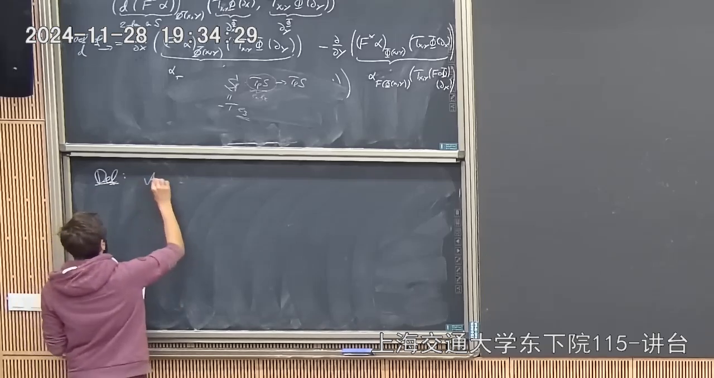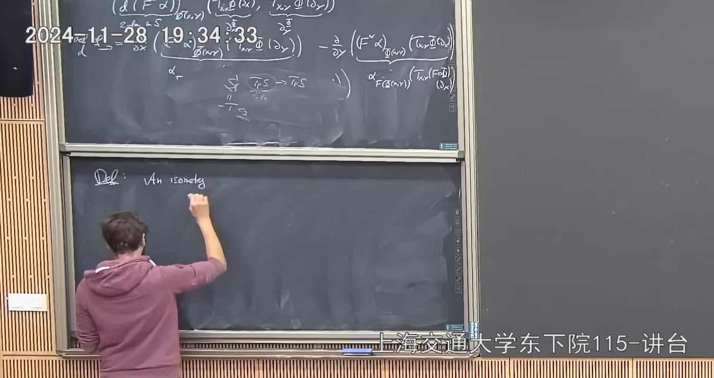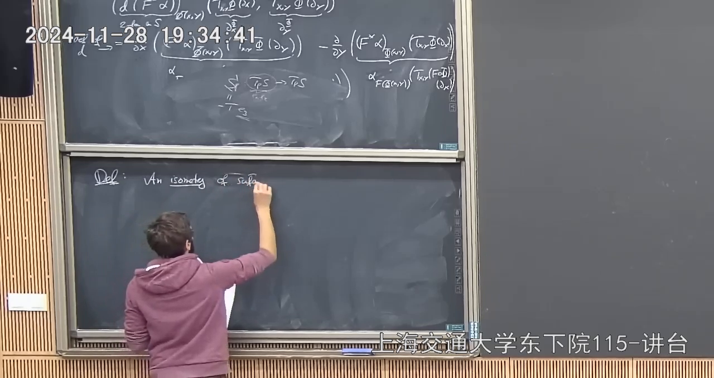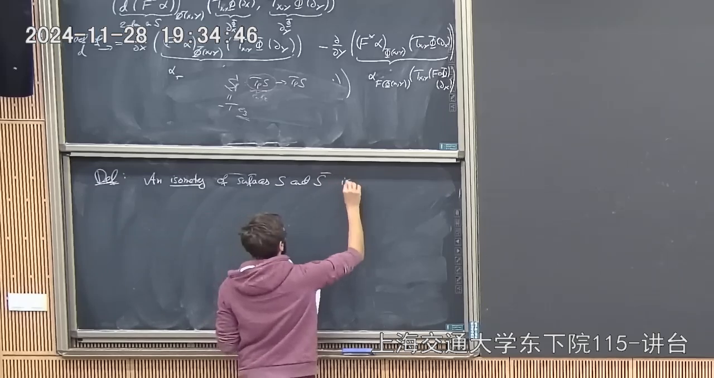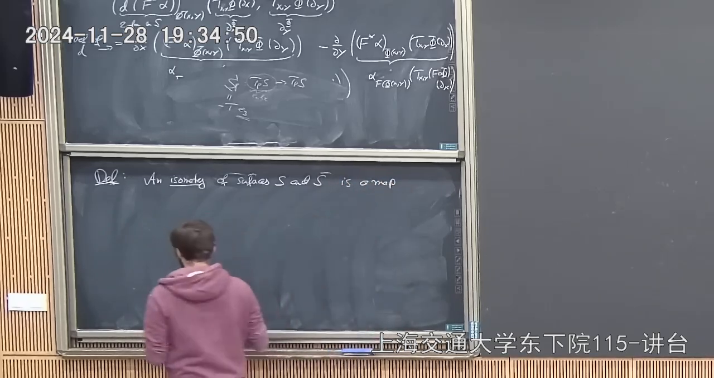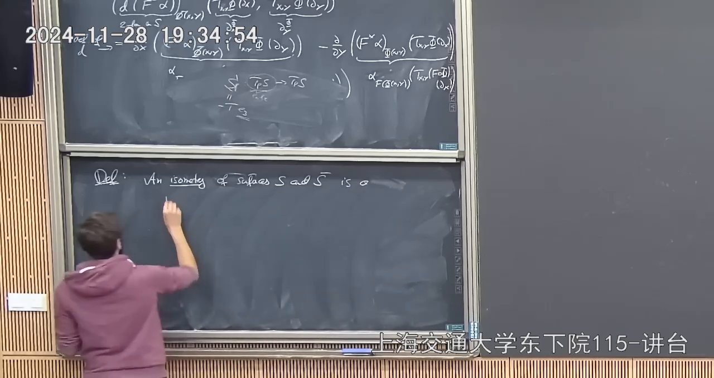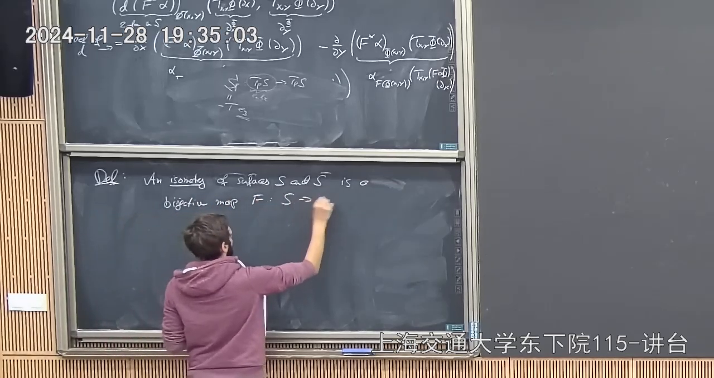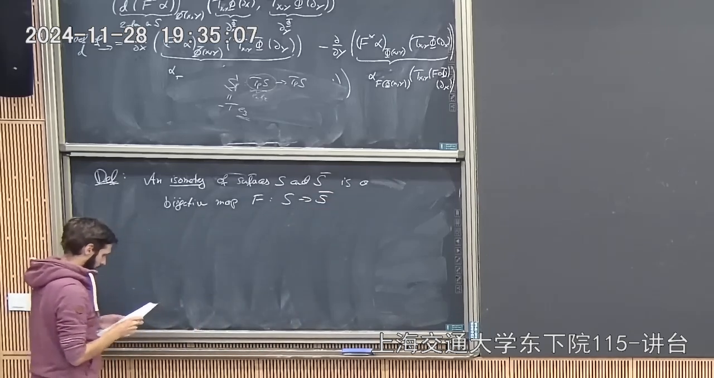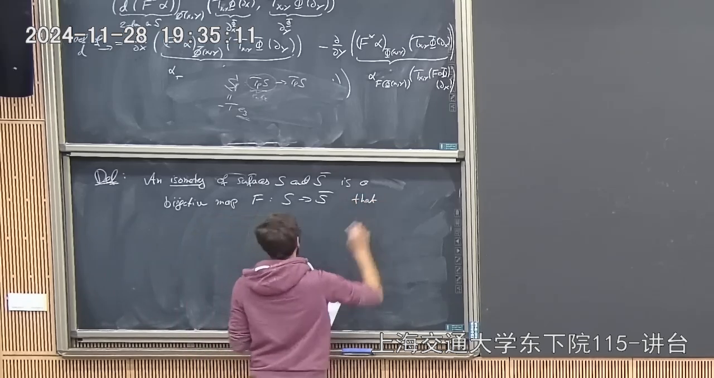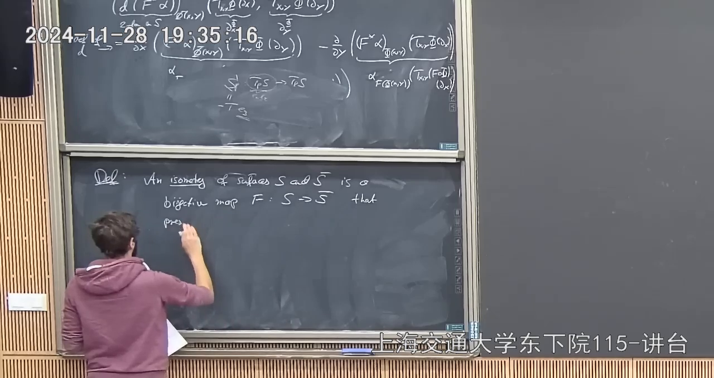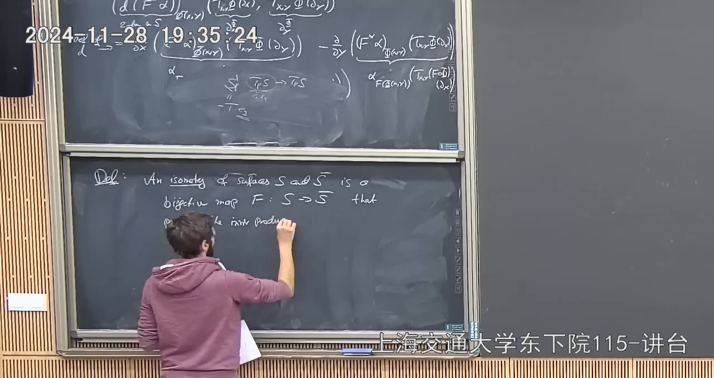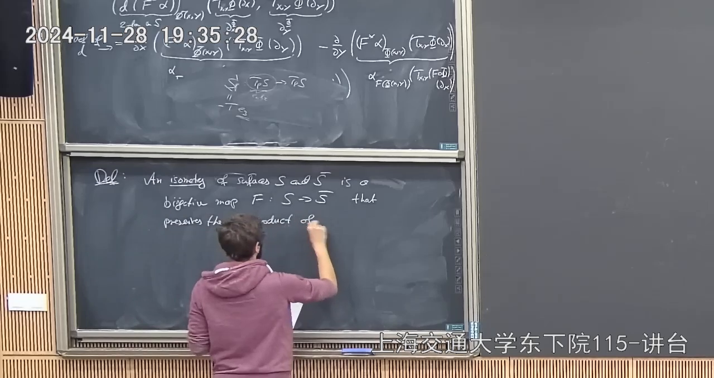So, definition. An isometry of surfaces S and S bar is a smooth map from S to S bar that preserves the inner product of tangent vectors.